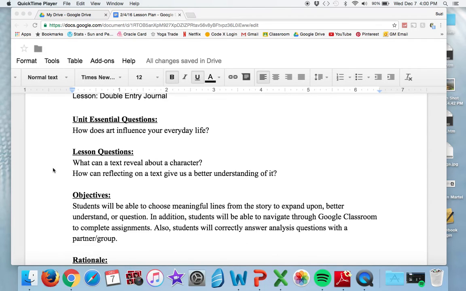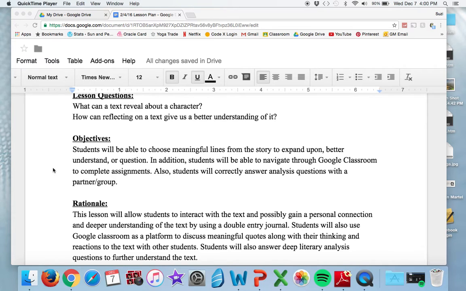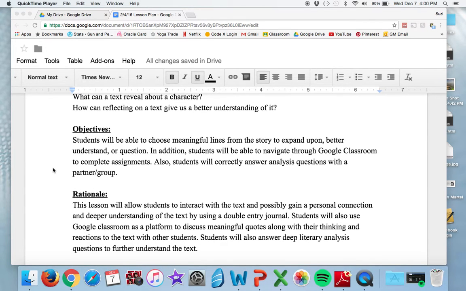Next would be the lesson questions. These are the specific questions that we'll be addressing today. So, what can a text reveal about a character, and how can reflecting on a text give us a better understanding of it? After lesson questions comes the objectives. These are the things that I want my students to be able to do. Students will be able to choose meaningful lines from the story to expand upon, better understand, or question. In addition, students will be able to navigate through Google Classroom to complete assignments. Also, students will correctly answer analysis questions with a partner or a small group.